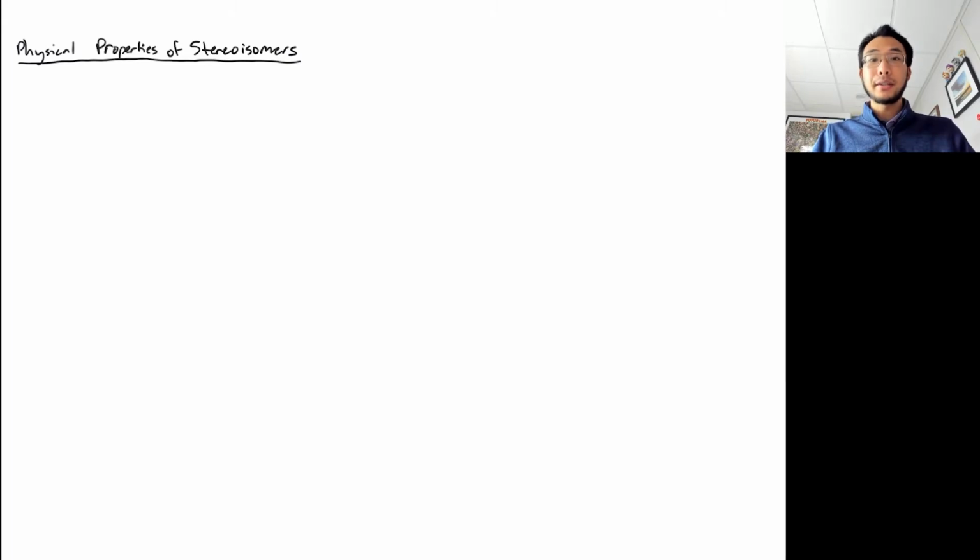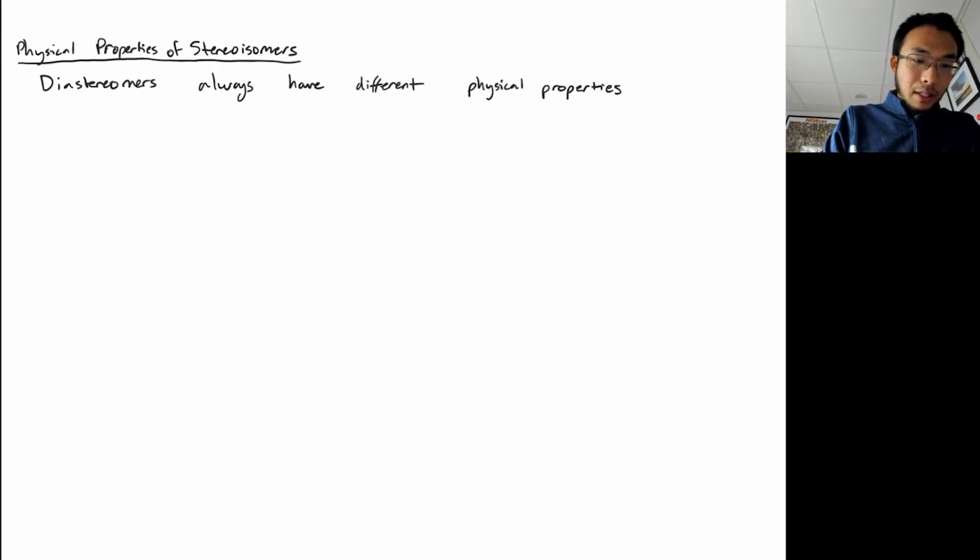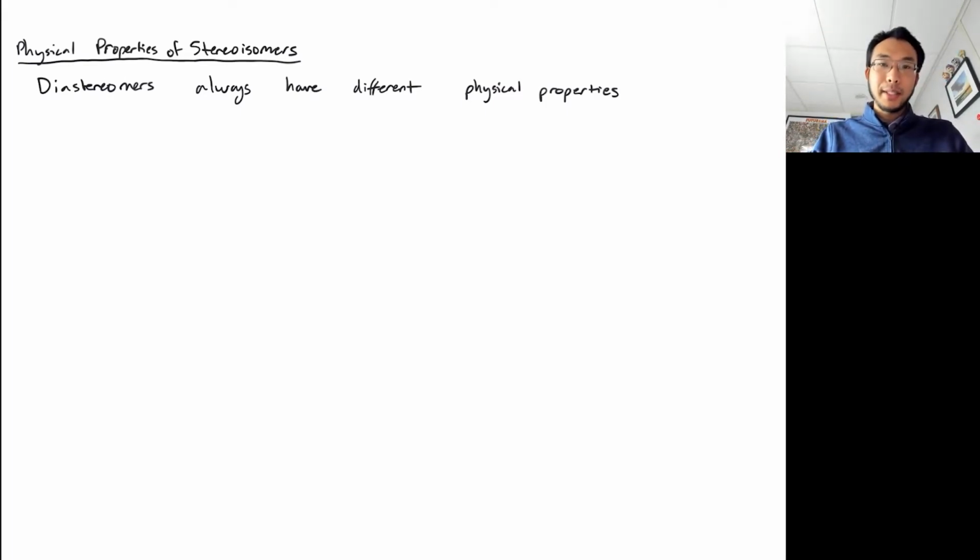Turns out that stereoisomers also exhibit some of these trends as well. So our rules will look like this. Basically, diastereomers are essentially just different molecules in terms of properties. They will always have different physical properties. So melting points, boiling points, viscosity, density, all of that will be different between diastereomers.